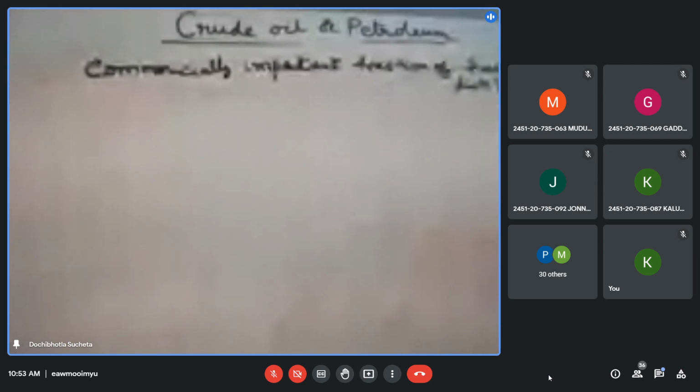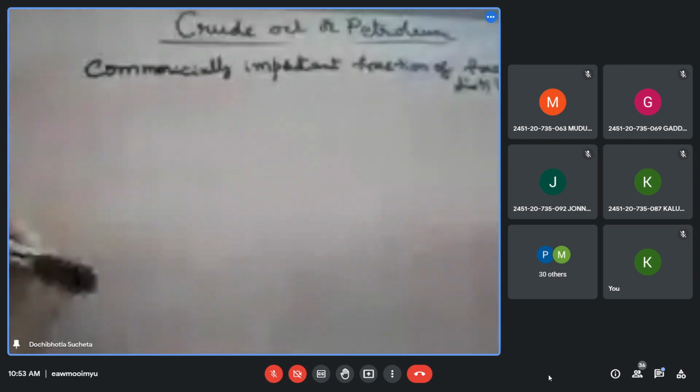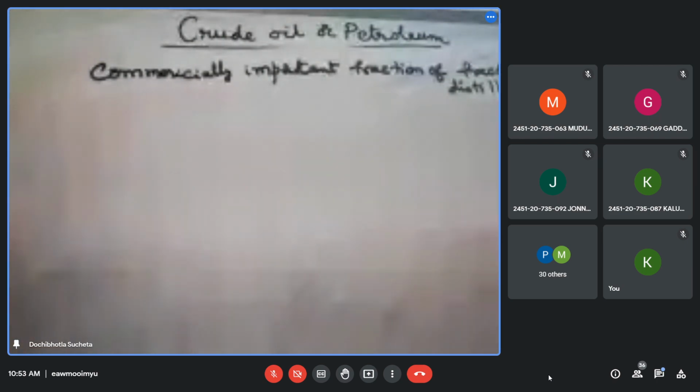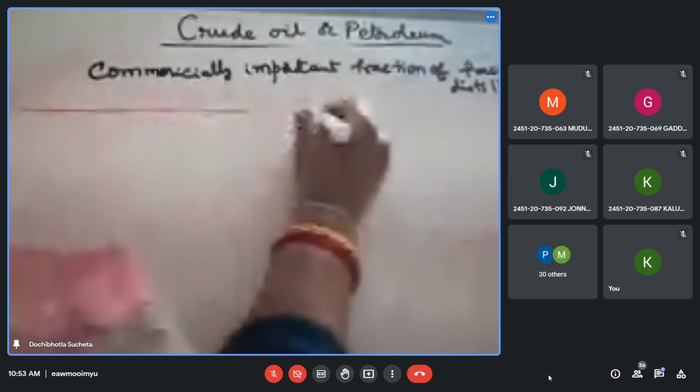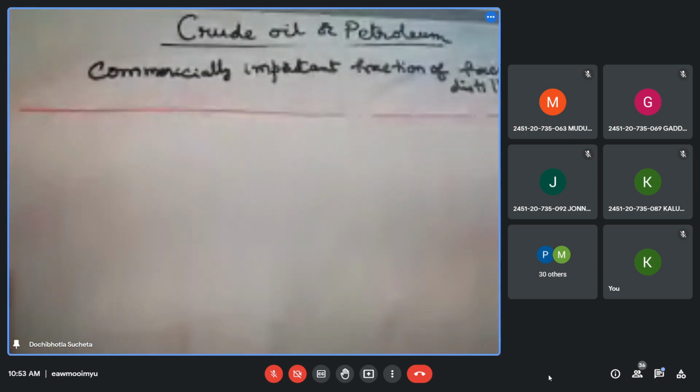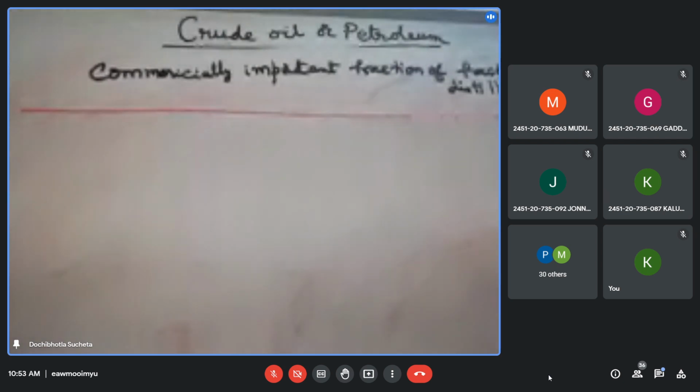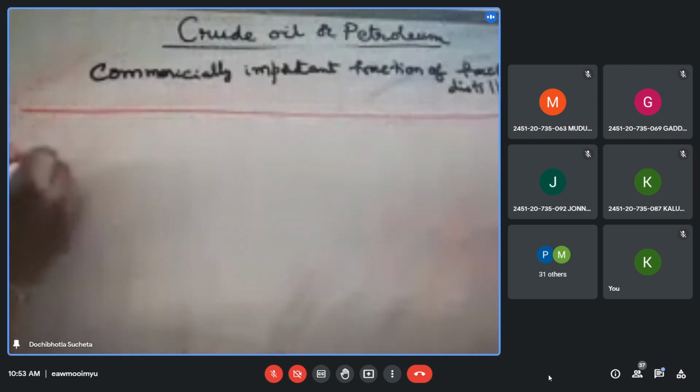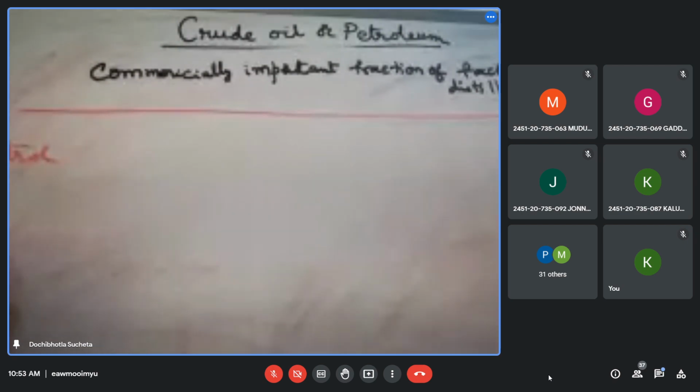Okay, so here we will be talking about petrol, kerosene and diesel. I'll write the names here. Petrol, kerosene, diesel are the three important fractions. Write like this. It will be easy for you to remember in the exam.